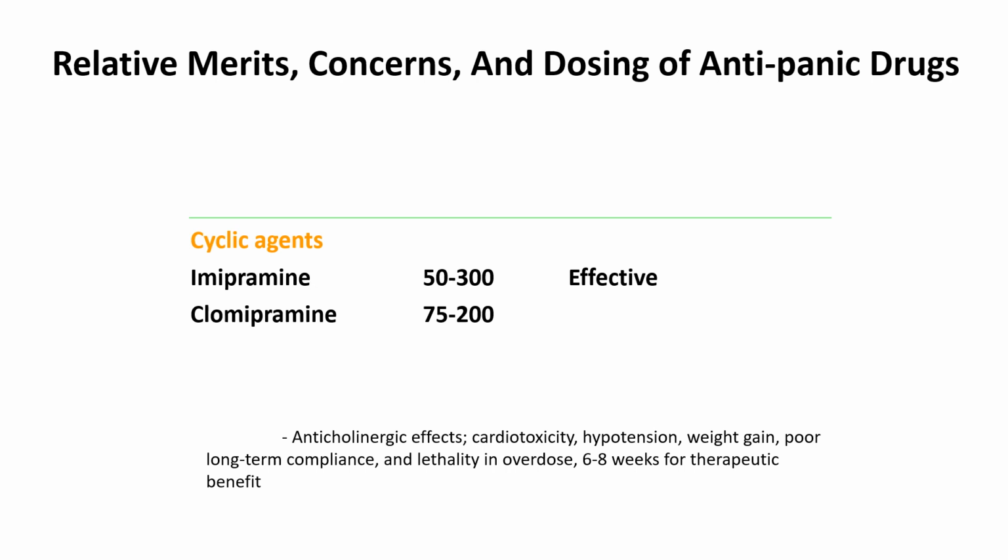Then tricyclic antidepressants, that is imipramine and clomipramine, usually started in low doses, but the effective dose is 50 to 300 mg of imipramine and 75 to 200 mg of clomipramine for anxiety. Usually there are anticholinergic effects. The concerns are that they are cardiotoxic, cause hypotension, weight gain, poor long-term compliance, and lethargy in overdose. A minimum of 6 to 8 weeks is required for therapeutic benefits.